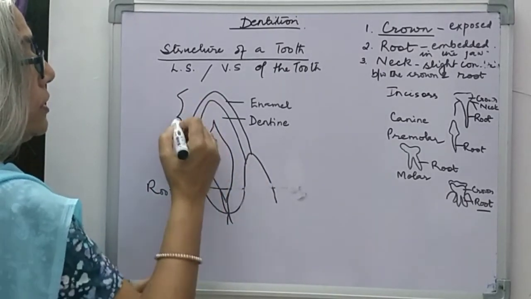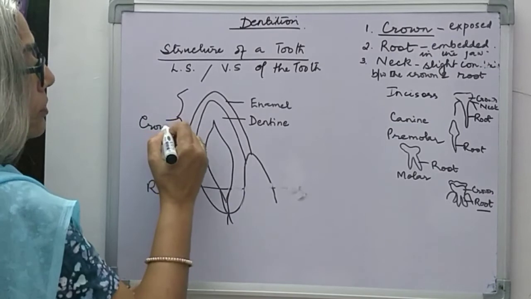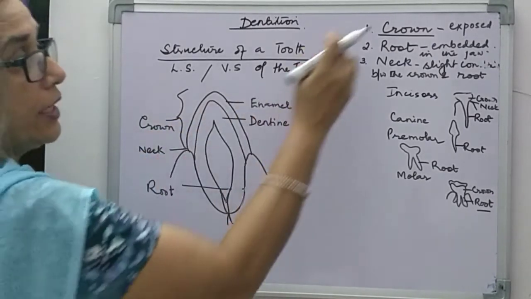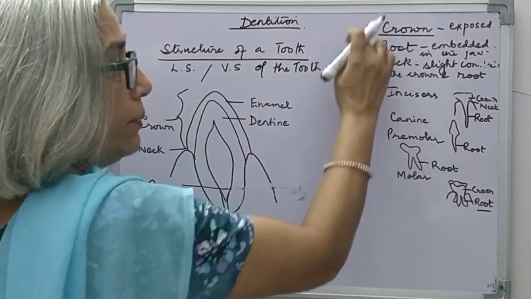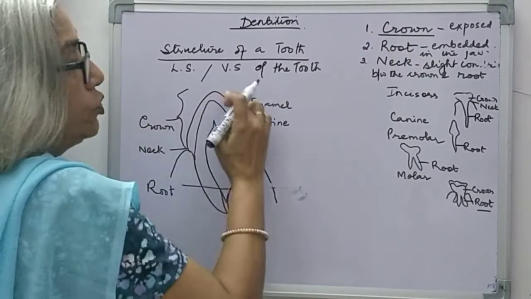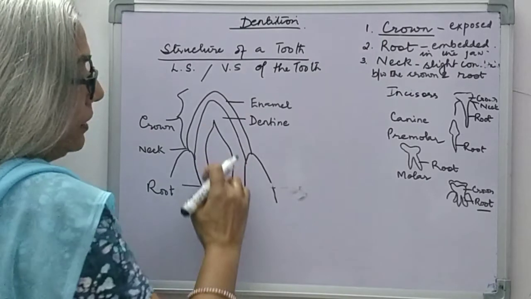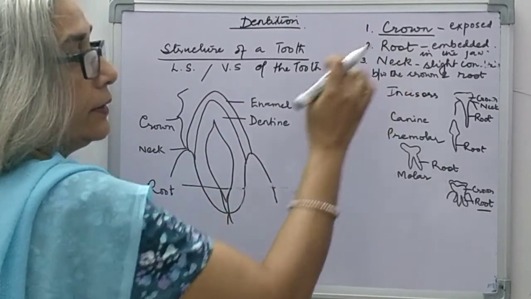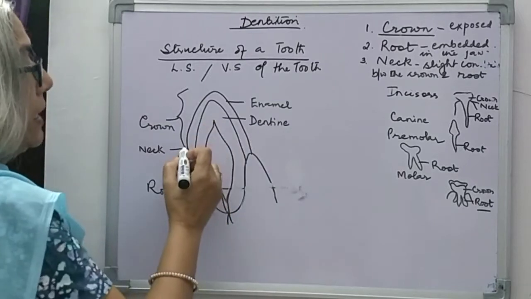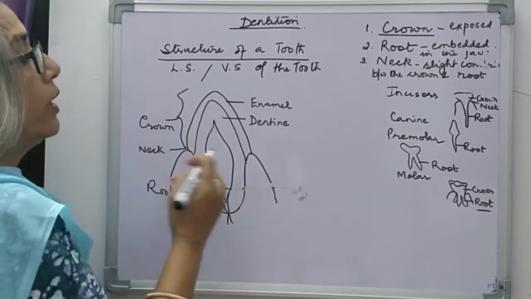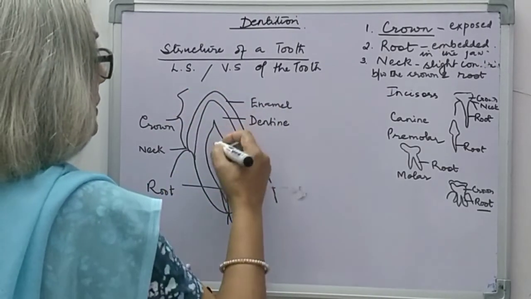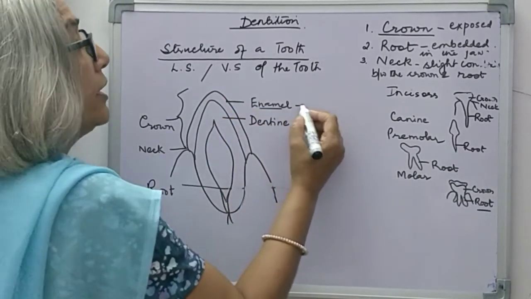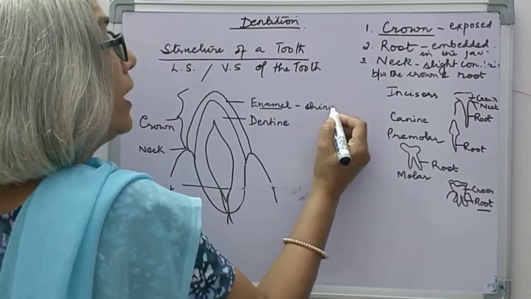This portion is the crown, and this is the slight constriction, that is the neck. I told you 3 parts. The outer exposed part is called the crown. The one that is embedded inside is the root, and the neck is the slight constriction between the crown and the root.